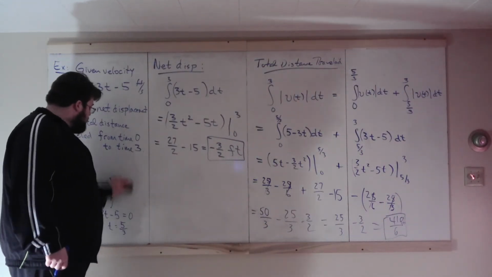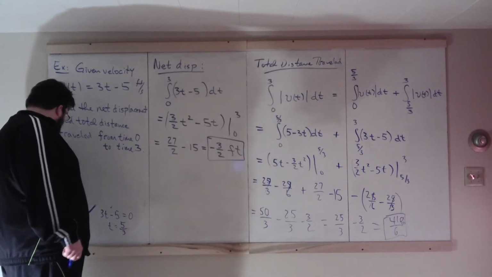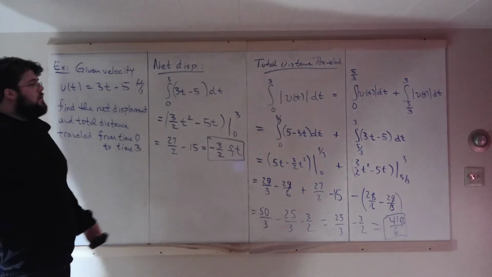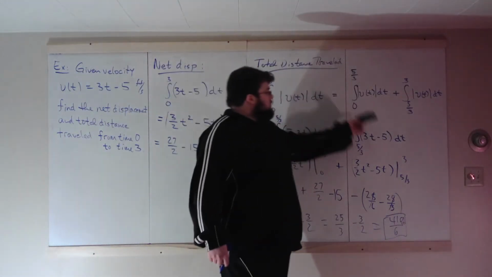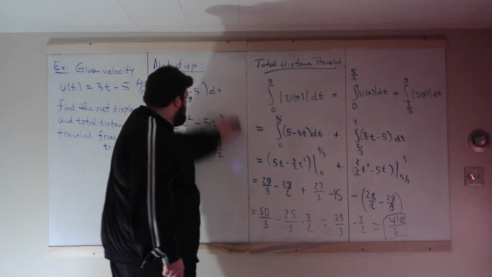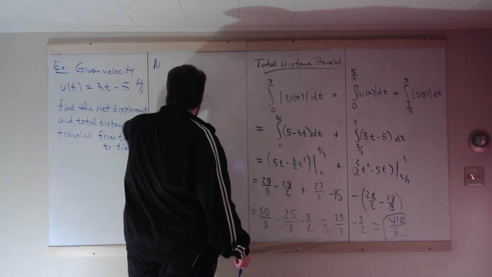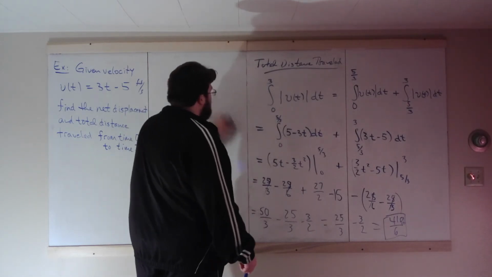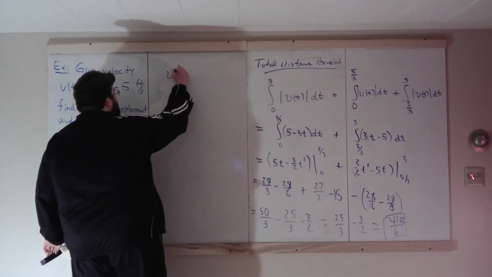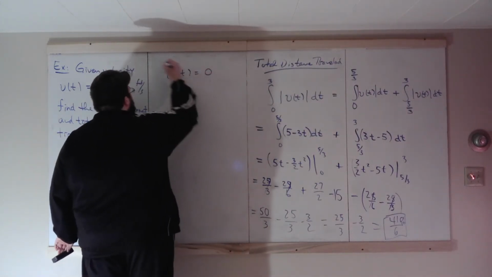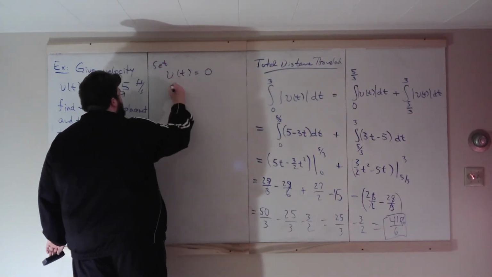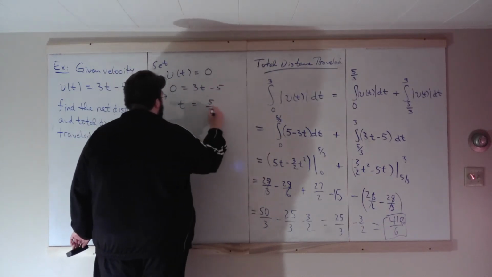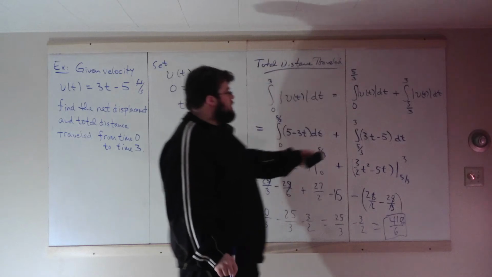One last observation I'd like you to make about this one. Suppose you didn't have a graph of the velocity function. How would you know how to split this integral? Well, you'd still start off by figuring out where the velocity is 0. So set velocity equals 0, you get 0 equals 3t minus 5, t equals 5/3. And you'd still split it like this.